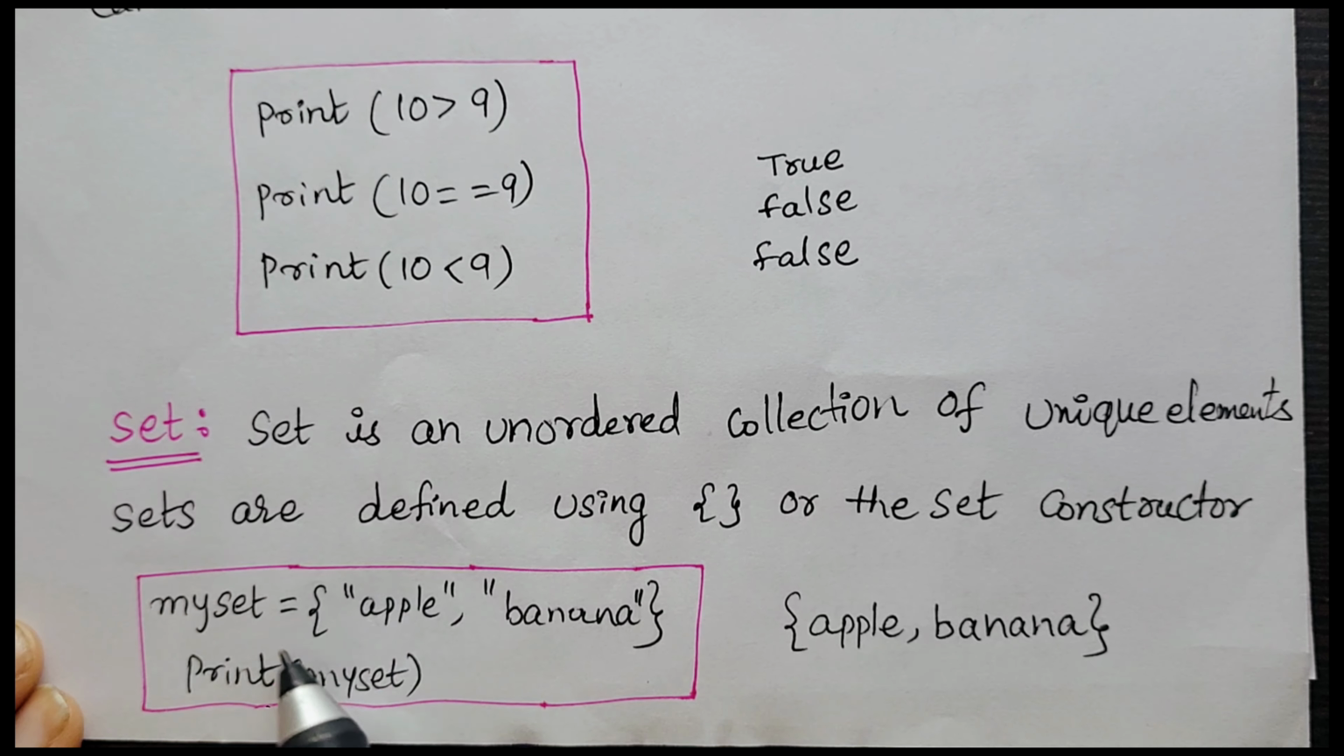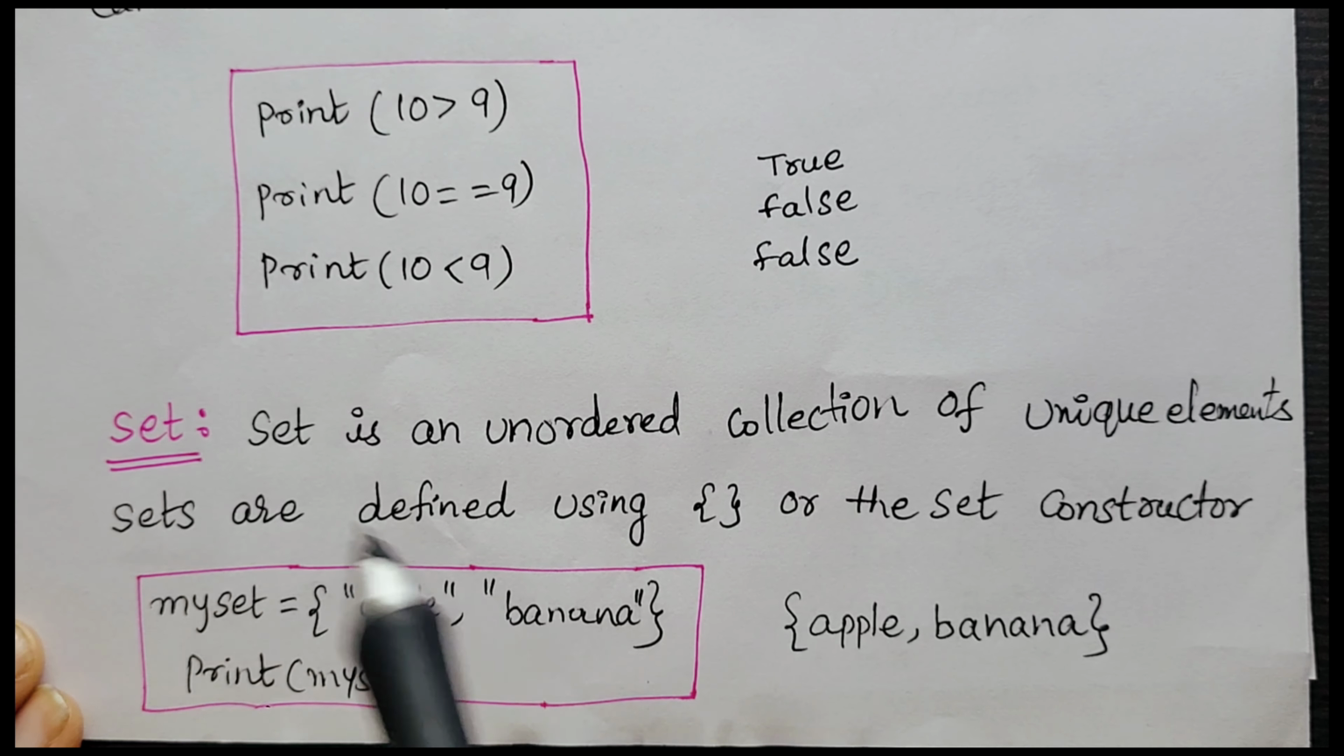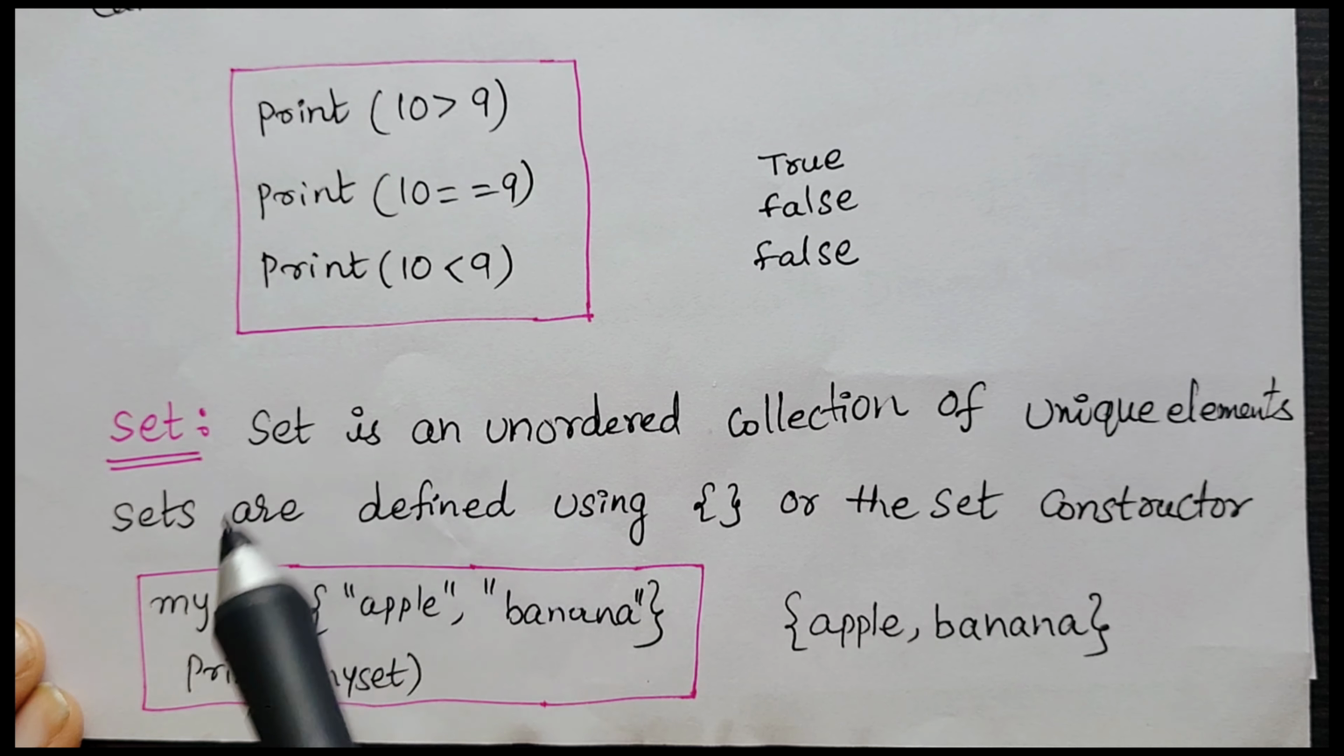Now you can see the example. I have two values, apple and banana. I used these curly braces to store the apple and banana. So this is called a set. Print my set. So I am printing this my set value. It is going to print apple, banana. So this is all about what we call a set.